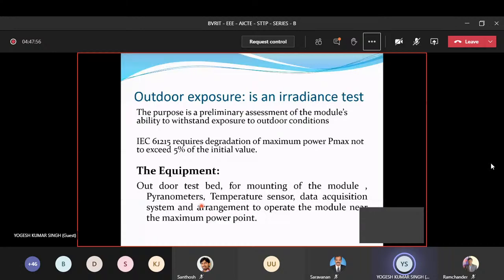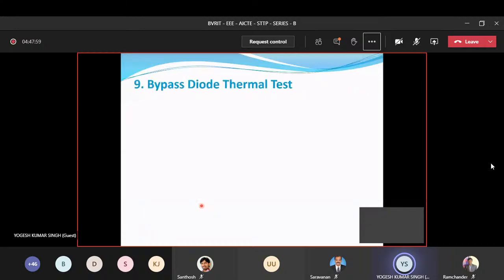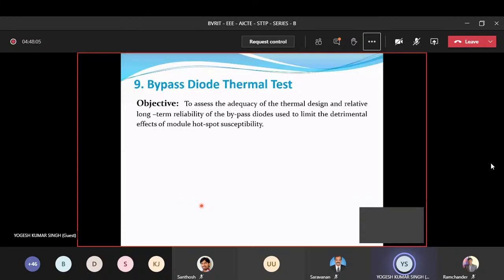Now, another important test is the bypass diode, which is an important component of the module. Why do we use the bypass diode? Because it avoids the shadow effect on that particular module, since sometimes a leaf, bird droppings, or something similar affects the module condition. That's why we use the bypass diode in the thermal testing. What is the objective of the bypass diode test? To assess the adequacy of the thermal design and the long-term reliability of the bypass diode for use in the terminal, and the effect on the module, hot spot and susceptibility of the system.